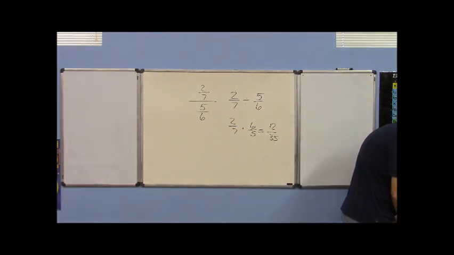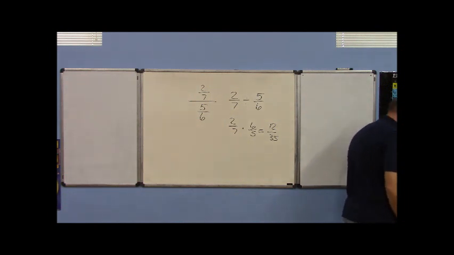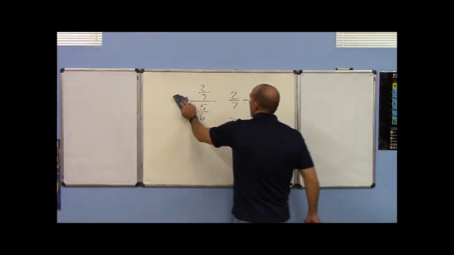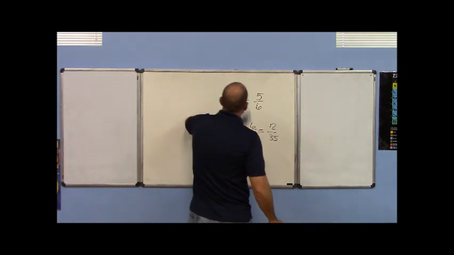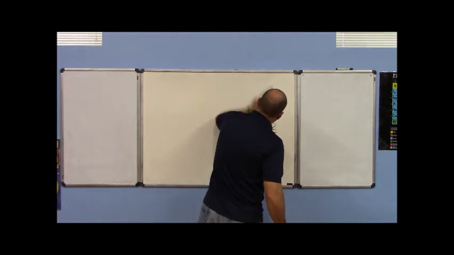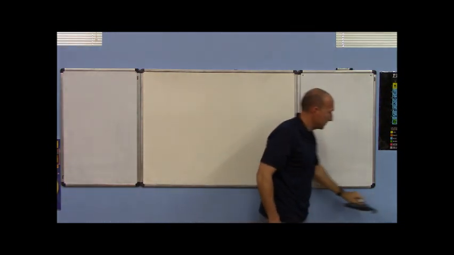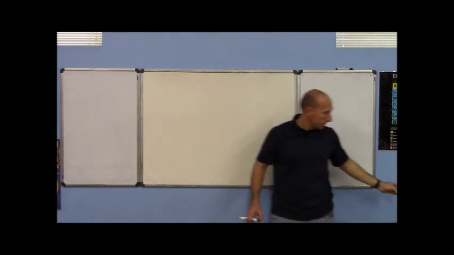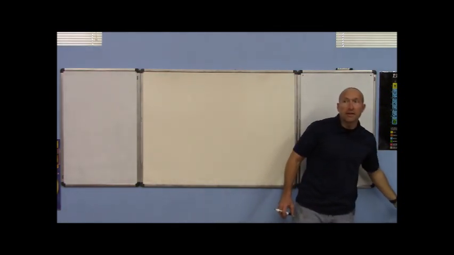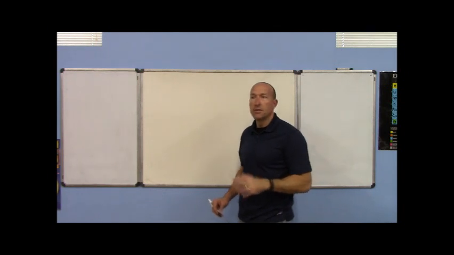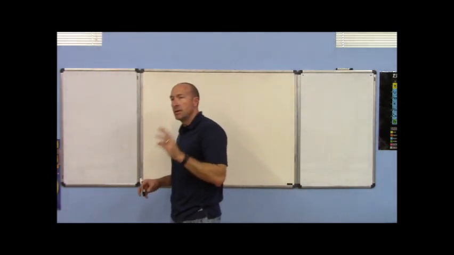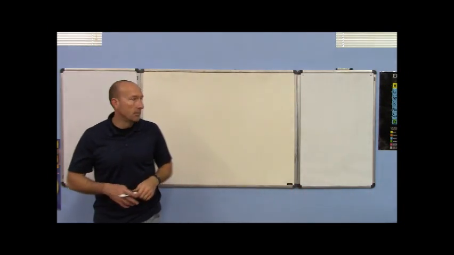All right, 9.4. Adding and subtracting rational expressions. We talked about this a little bit. What must you have in order to add or subtract fractions? Common denominator. Yes, a common denominator. The same bottom number. Common denominator.